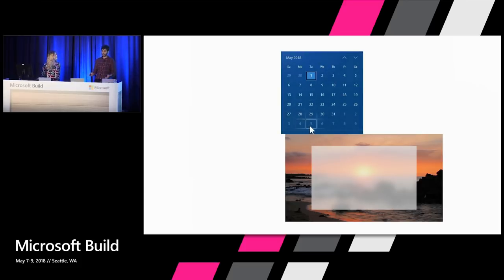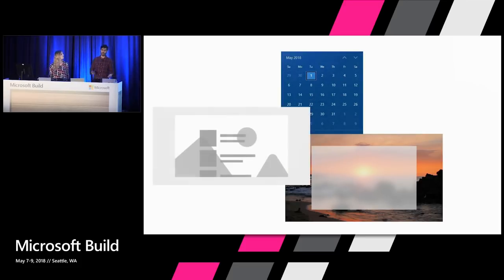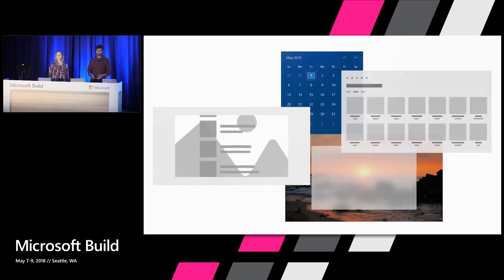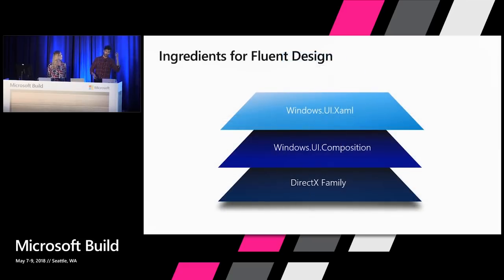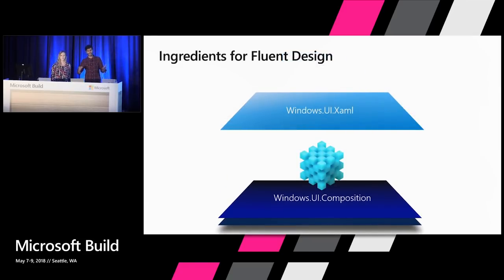So if I say acrylic material, I'd say an effect graph with a background brush source. Reveal highlight, I'd say composition lights with a scene lighting effect. Parallax, Expression animations. Connected animations, keyframe animations apply to offset and scale. Or in other words, recipes and their constituent ingredients. And the composition APIs bring these ingredients to your Windows UI palette so you may construct your own recipes and craft those beautiful experiences incorporating elements of motion, depth, light, scale, and material in your existing XAML.